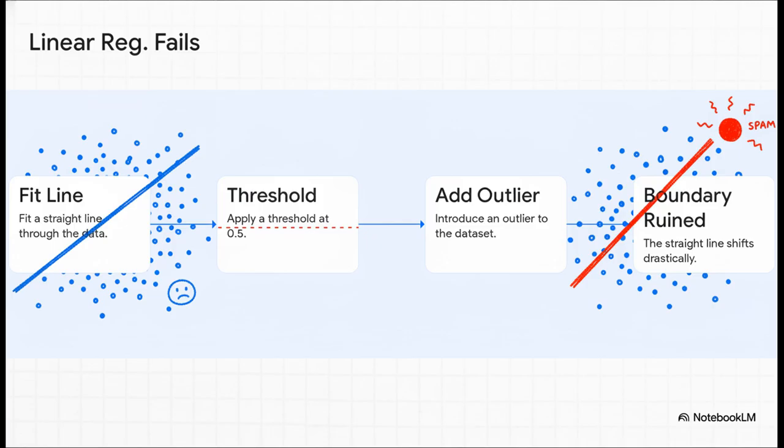If we introduce just one single outlier to our dataset, like, say, a wildly obvious piece of spam that sits way outside the normal cluster, that straight line tilts drastically just to accommodate it. And that tilt, it completely ruins our decision boundary. Suddenly, your totally normal emails are getting flagged as spam just because of one weird outlier.